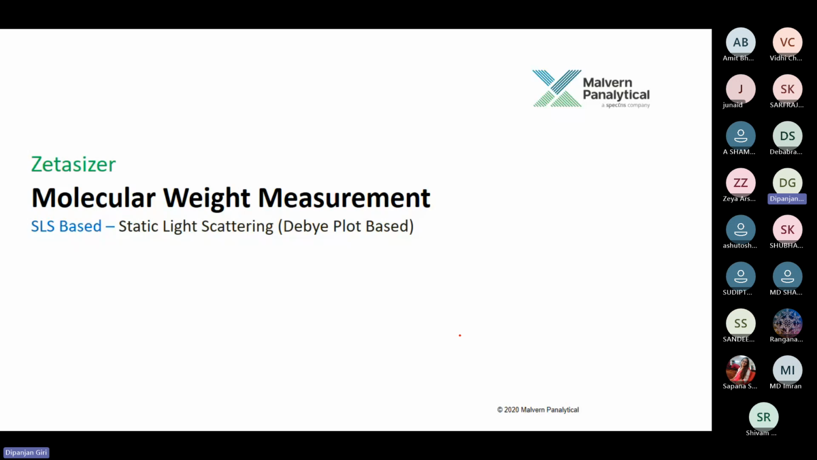So besides this, another advantage feature you have with the zeta sizer is molecular weight measurement with some limitations. So before going to that, I just want to point out that it is not the exact technique, but as the feature is there, you can try that one, but with some limitation.